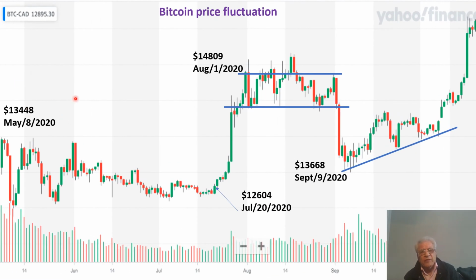Now, Bitcoin price fluctuation continues. We were here that we exit the market at 13,448 May 8, 2020, and you see that the trend is coming down, and you have an inside bar right here. That means the end of this downtrend, and the price usually fluctuates, and after that it comes to a range band, and it comes to build up.